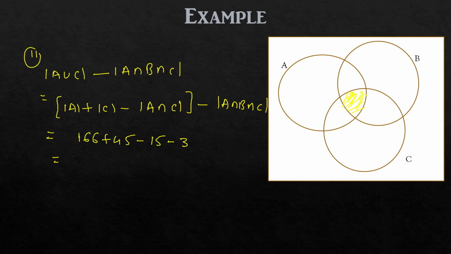Now calculate this, we get 193. So 193 numbers are divisible by 3 or by 11 but not by all 3, 5 and 11.